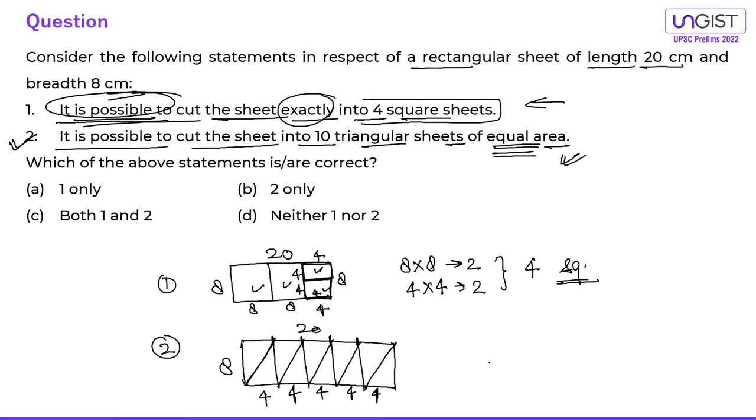So guys, now 1, 2, 3, 4, 5, 6, 7, 8, 9, and 10. Now there are 10 triangles of equal area. These 10 triangles have the equal area. The question is asking which of the above statements are correct. Statement number 1 is correct and the second is also correct. So option C will be the right choice. Both the statements are correct. You have to be alert while solving this type of question, friends. Again, I'm saying. Now let's move to the next question.